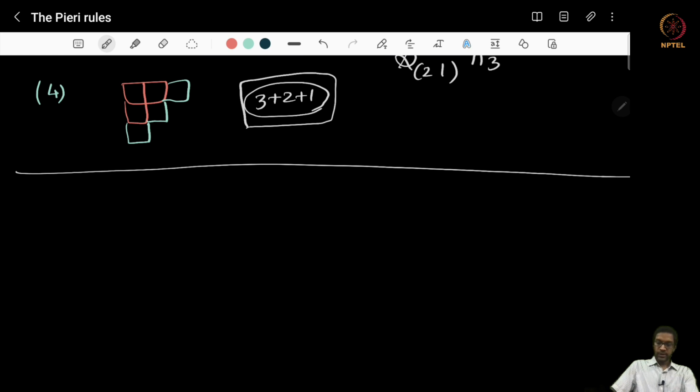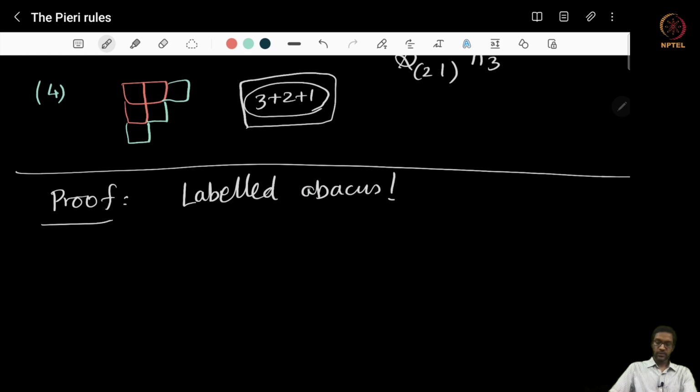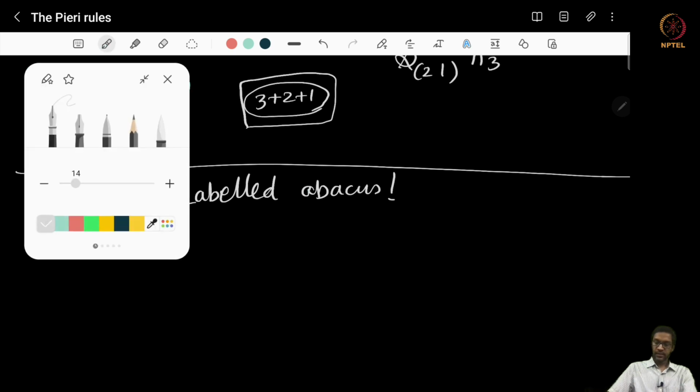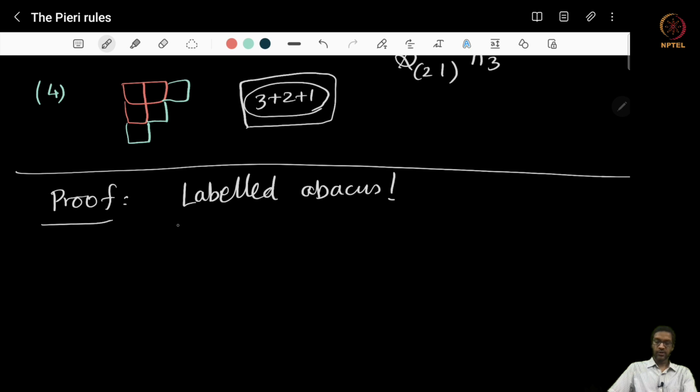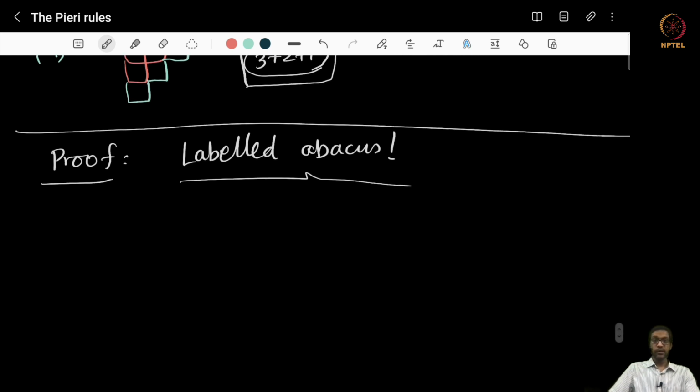Okay, so the proof is going to use our notion of labeled abacus. Recall that we had this notion of labeled abaci, and that was essentially a shorthand or pictorial way of thinking about what the terms that you get in the alternants are. Okay, so let's prove the Pieri rule.